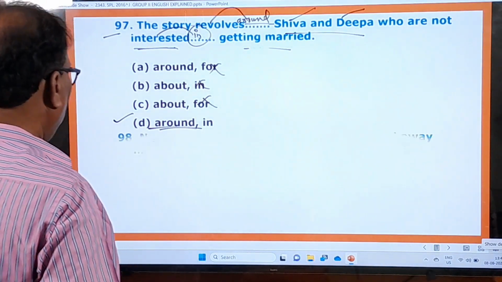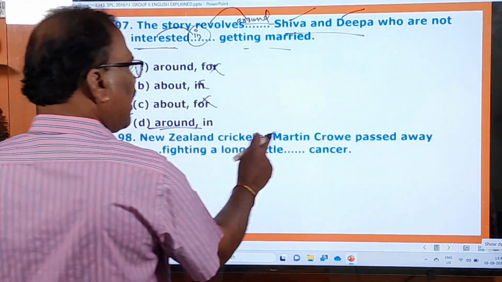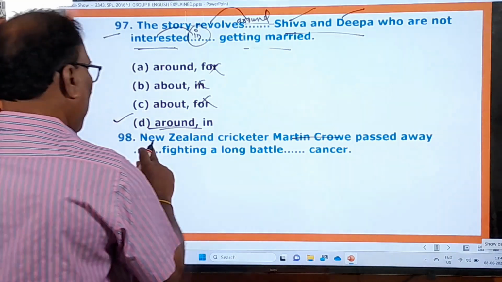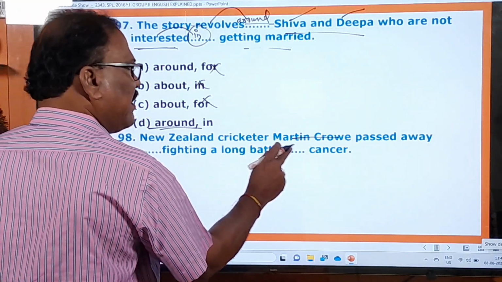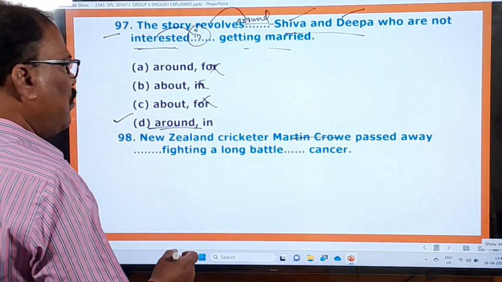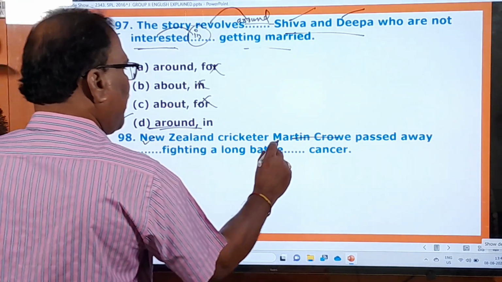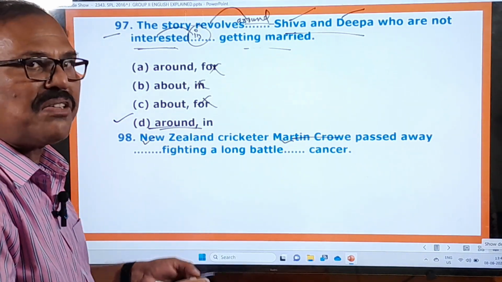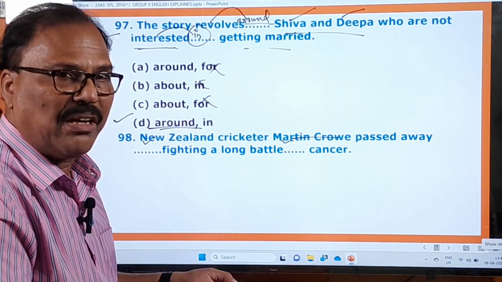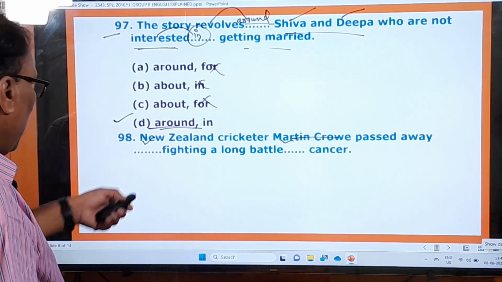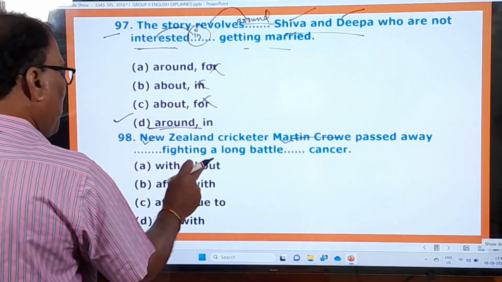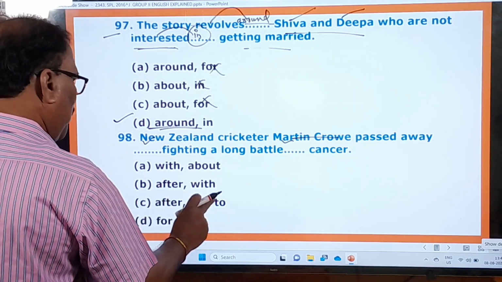Now let's go to the 98th one. New Zealand cricketer Martin Crowe passed away dash fighting a long battle dash cancer. So here again two blanks are given, and let us see which words fit in them suitably or correctly. Okay, here see the options: with, about, after, with, after, due to, for, with.